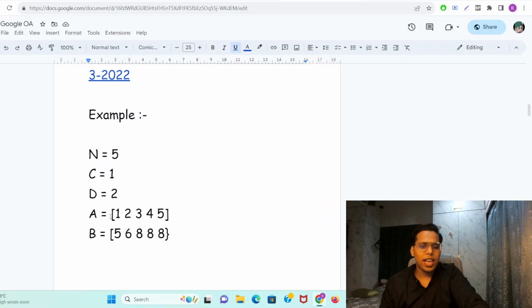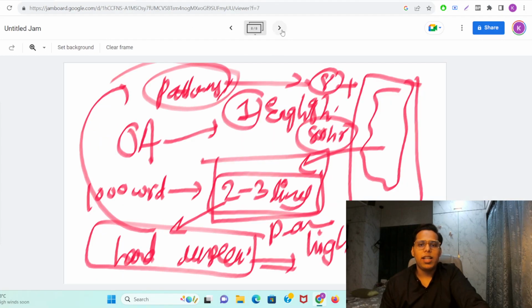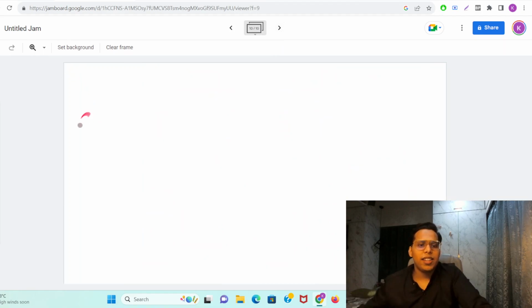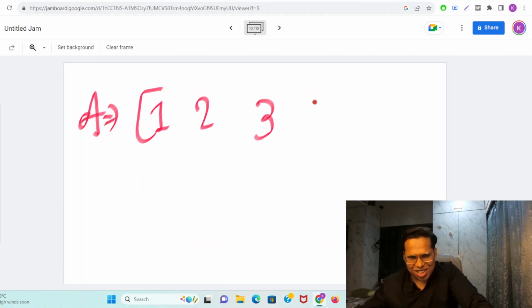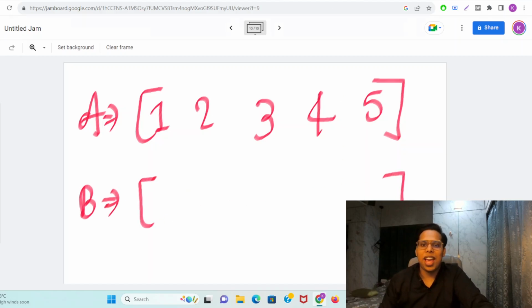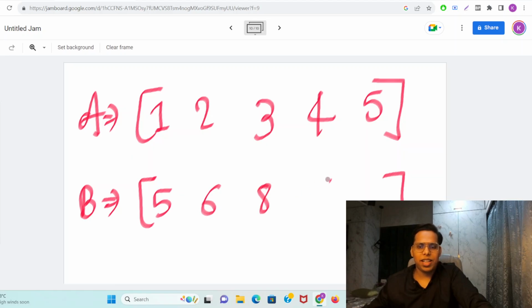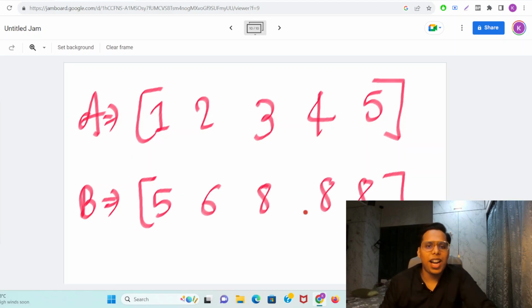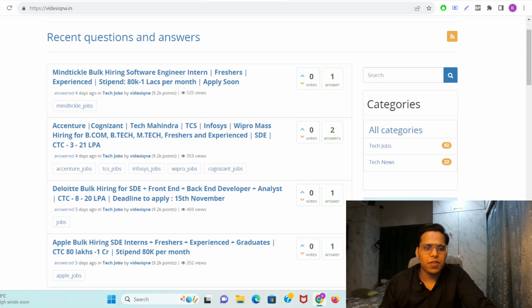Let's say my A is 1, 2, 3, 4, 5. Guys, this is our array A. This is our array B, that's 5, 6, 8, 8, 8. We have to find the pairs which satisfy this.